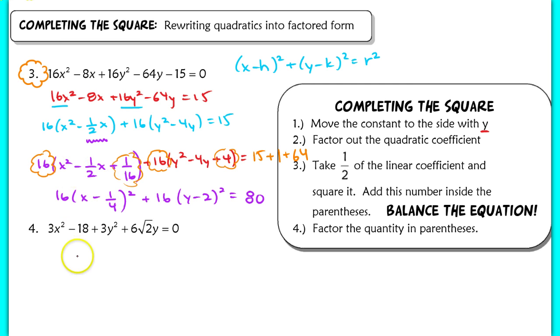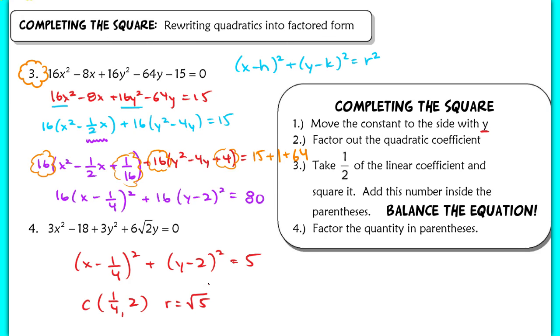And we're left with, I'm going to write it underneath here, (x minus 1/4) squared plus (y minus 2) squared equals 5. All right, so as you can see, the center would be (1/4, 2). And the radius would be the square root of 5.